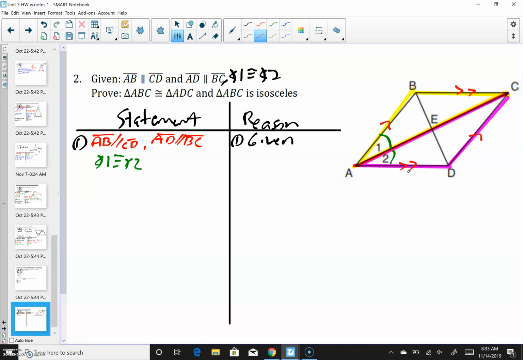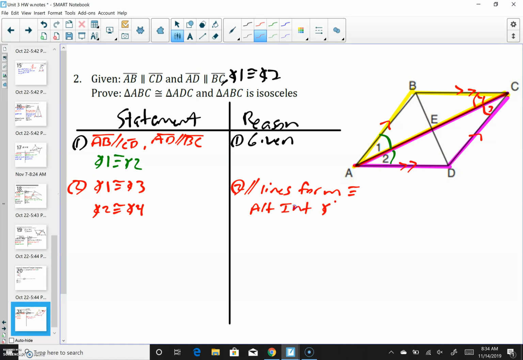As I look, I see angle 1 and this angle 3 here are alternate interior. So in step 2, I have angle 1 is congruent to angle 3. And at the same time, because they also gave us top and bottom are parallel, I'm going to put a 4 up there. So I've got angle 2 is also congruent to angle 4, and they both follow the same exact reason: parallel lines form congruent alternate interior angles. So now I have 2 angles in each triangle that are congruent. And the fact that you might be thinking about all 4 of them being congruent will be important in a minute.